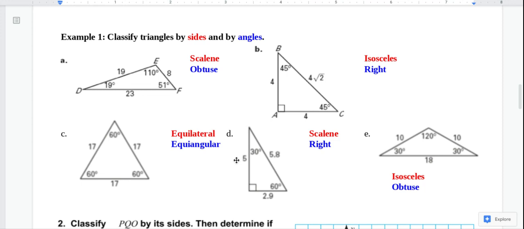Then looking here at D, first look at the sides, 5, 2.9, 5.8. They're all different, so it's scalene. And then look at the angles, 30, 60, and 90. We know it's 90 degrees because it shows it's a right angle. So it is a right triangle.